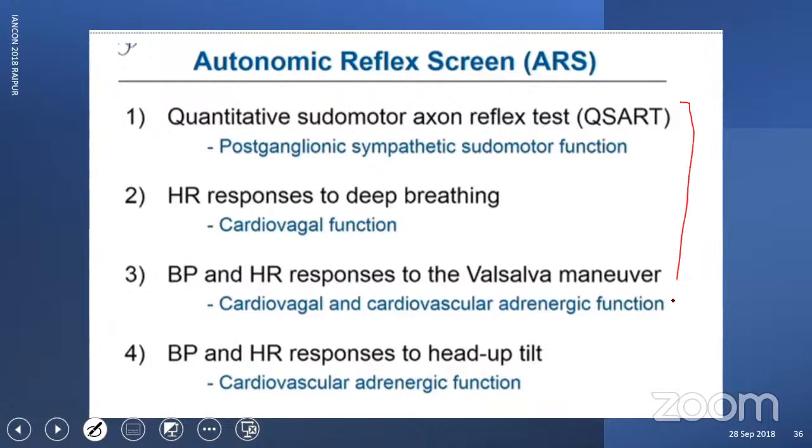In that screen, if you're asked in an exam, you have to write these: the quantitative sudomotor axon reflex test, QSART, which tests the postganglionic sympathetic pseudomotor function; heart rate response to deep breathing, which is a bedside cardiovagal function test; blood pressure and heart rate response to Valsalva maneuver, which we have been reading since our MBBS college days, testing cardiovagal and cardiovascular adrenergic function; and the head up tilt test, with blood pressure and heart rate response. It's also a cardiovascular adrenergic function test.